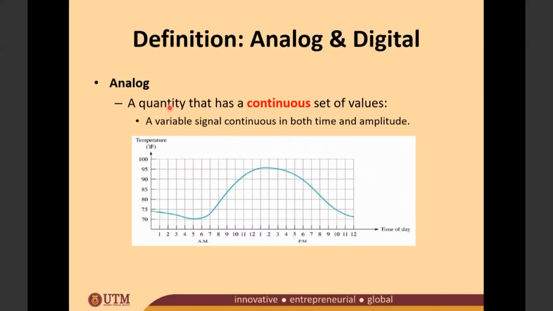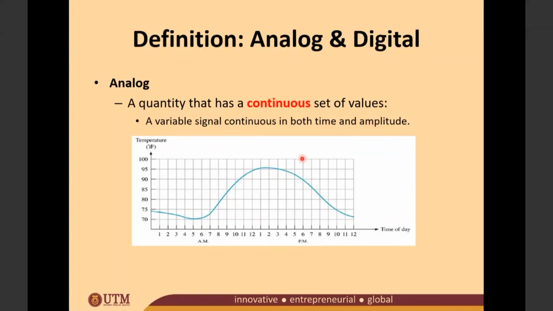Before that, electronic circuits can be divided into two types. One is analog circuits and the second is digital circuits. So what is an analog circuit? What is a digital circuit? Before we go into more detail, we need to look at the definition of analog. Analog is a quantity that has a continuous set of values. Every time you hear the word analog, it means its values are continuous. It is a variable or signal continuous in both time and amplitude.